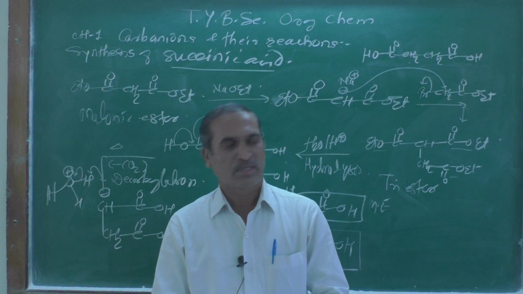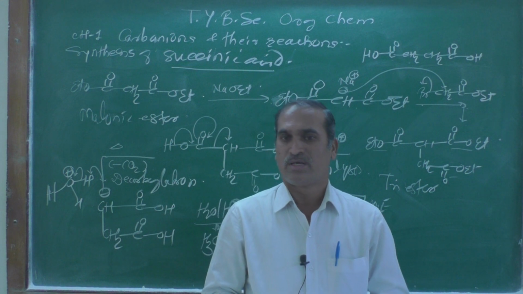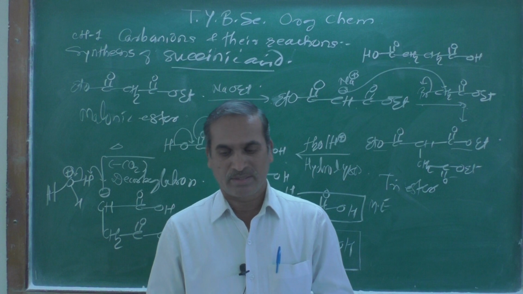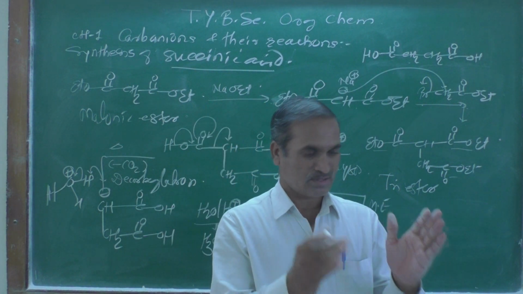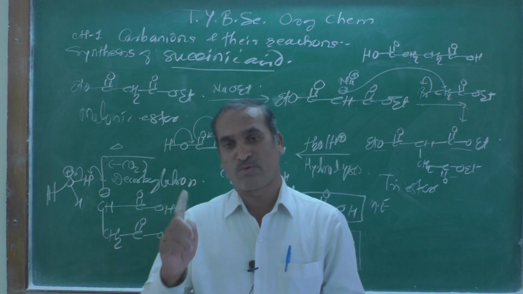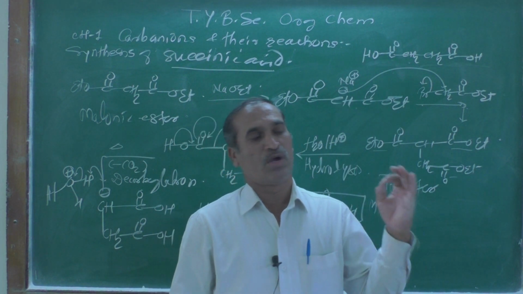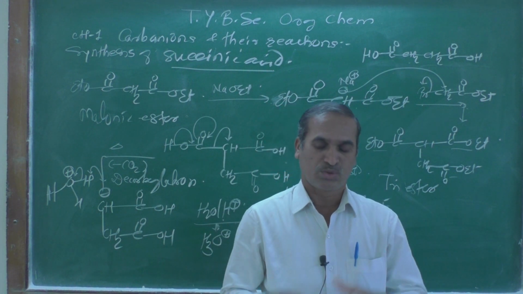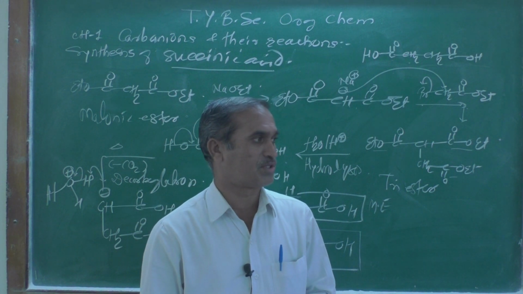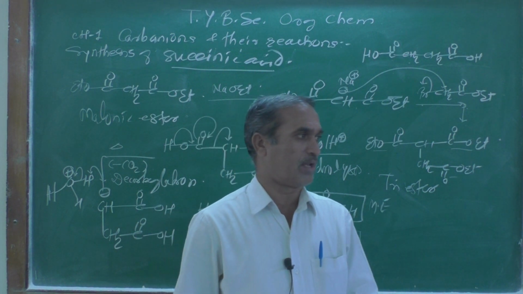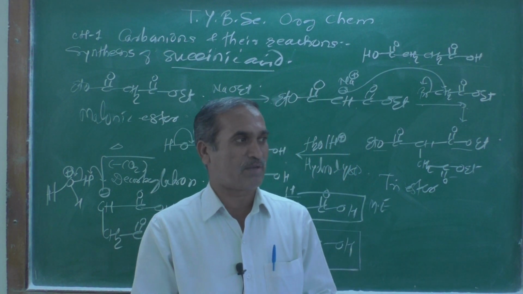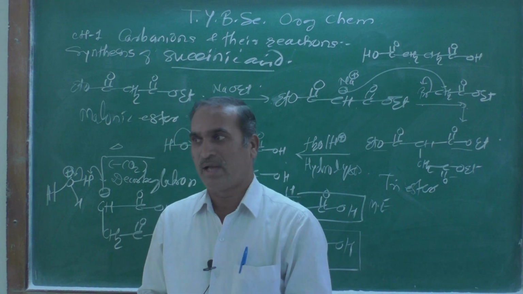So I think we have considered a number of examples using malonic ester as the starting compound, which has a reactive methylene group. A 1 mark question may appear in an exam: what is a reactive methylene group? Or a 3 mark or 2 mark question may appear in the exam. What may be the nature of that question? The nature of that question may be like this.